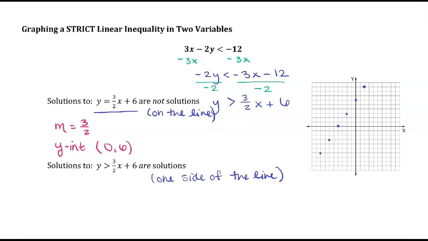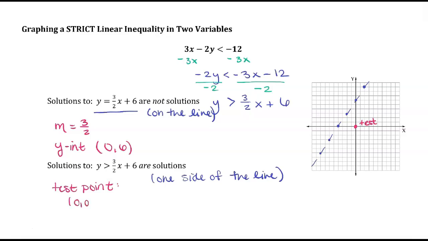Since points on this line are not solutions, we won't fill it in, we'll draw a dashed line instead. That way our line serves as a barrier, but not part of the solution set. Now we need to determine which side of this line the solution set is. So again, we will use a test point. You can test any point that you like that's not on the line. But again, I default to 0, 0 if it's not on the line.